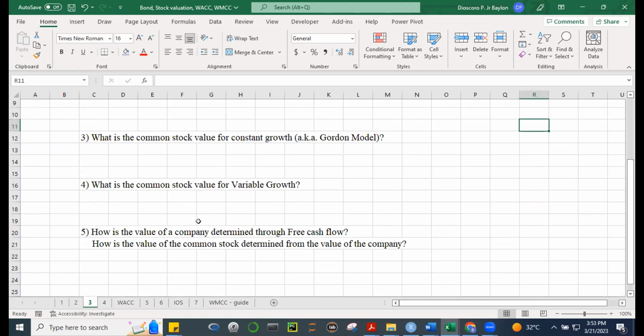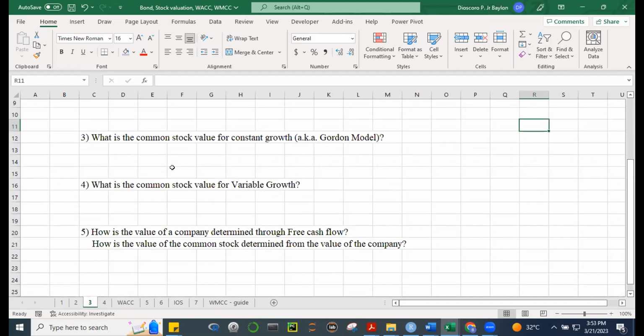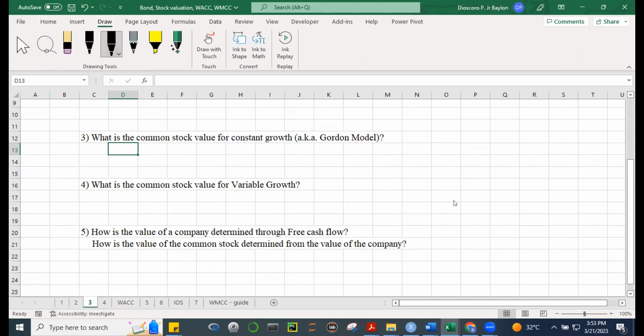Okay, let's just answer these questions before we go to the problem next meeting. The first question here is, what is the common stock value for a constant growth model? So what do we mean by a constant growth model?